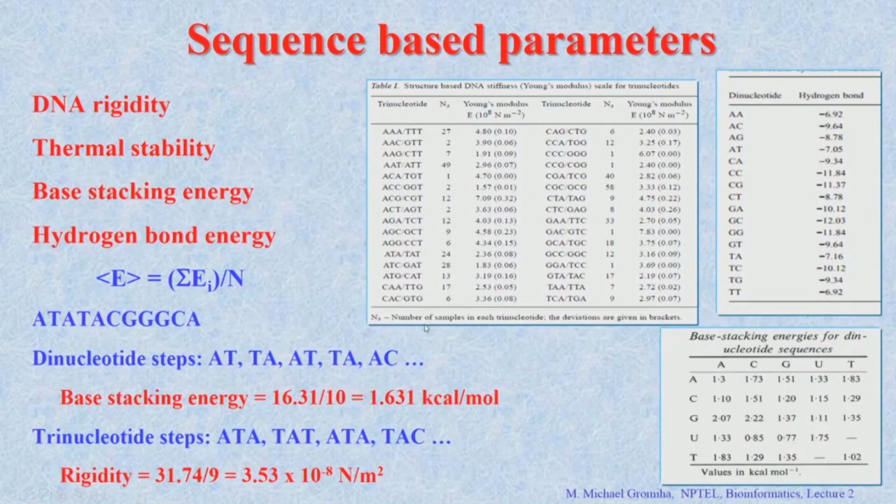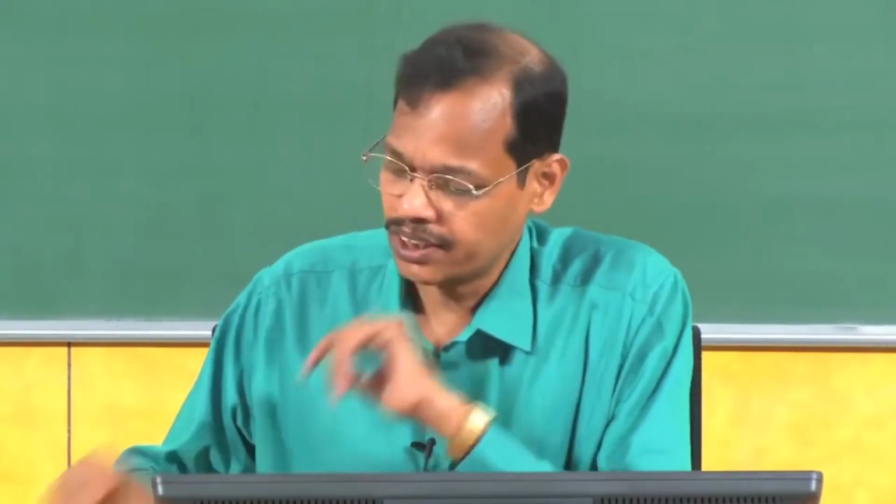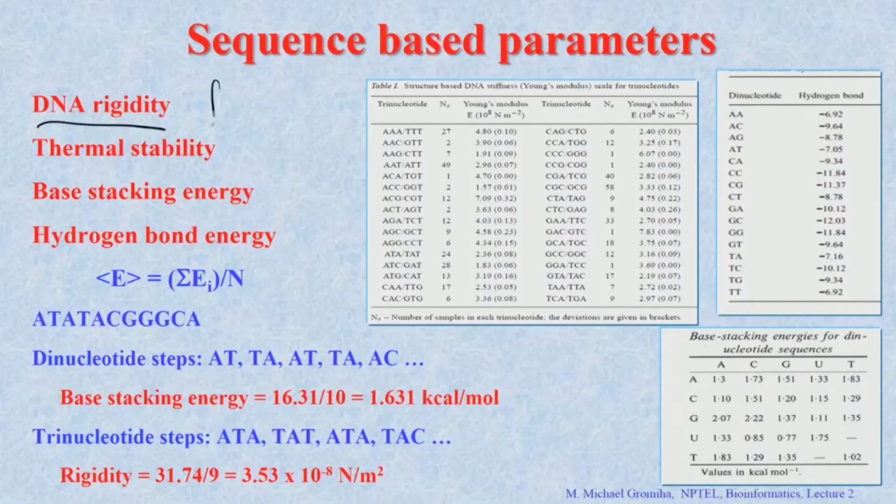Now, we can also derive various sequence-based parameters. If you look at the nucleotides, they have various features, and you can calculate various features based on this sequence. I will explain a few aspects. One is DNA rigidity, or DNA flexibility. So, totally how many bases? DNA has 4. If you take the dinucleotides, there will be 16 dinucleotides, but if you consider the pairing, then you can reduce 16 to 10.